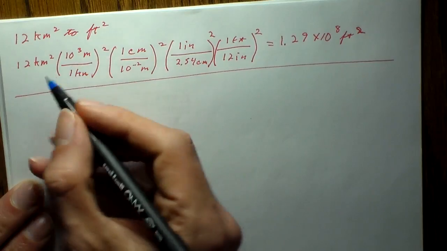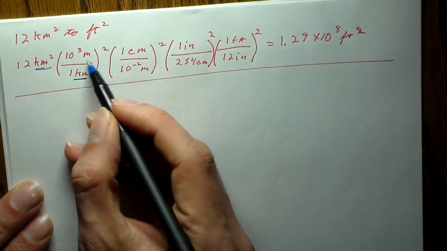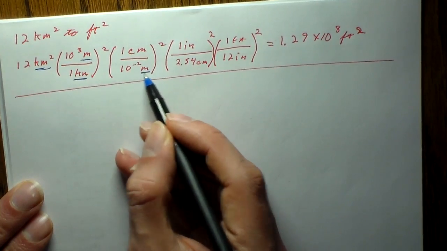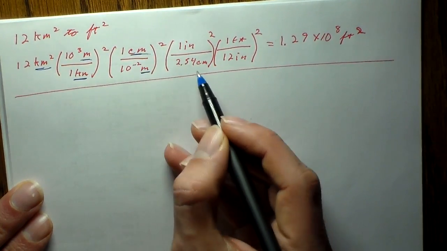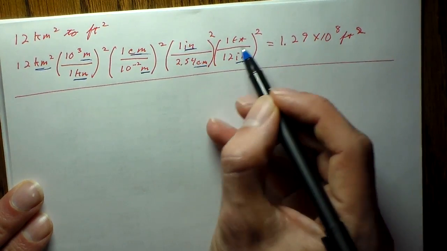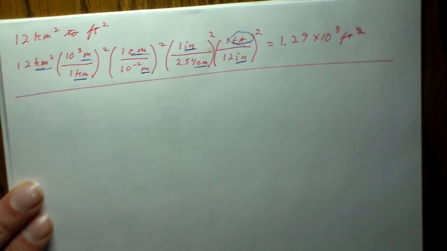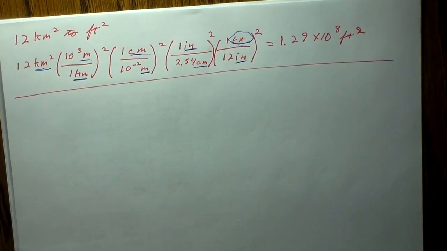And the important thing we notice right here, notice my square kilometers cancel out with my square kilometers, my square meters cancel out with my square meters, my square centimeters cancel out with my square centimeters, my square inches cancel out with these square inches, and I'm just going to be left here with square feet, which is what I want. So you can just keep on doing this as much as you actually need to.